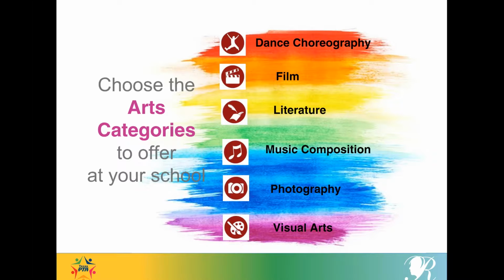What type of artwork can I do? There are 6 art categories: dance choreography, film production, literature, music composition, photography, and visual art. Students may enter the Reflections program in one or more art categories with no limit to the number of entries in a single category.